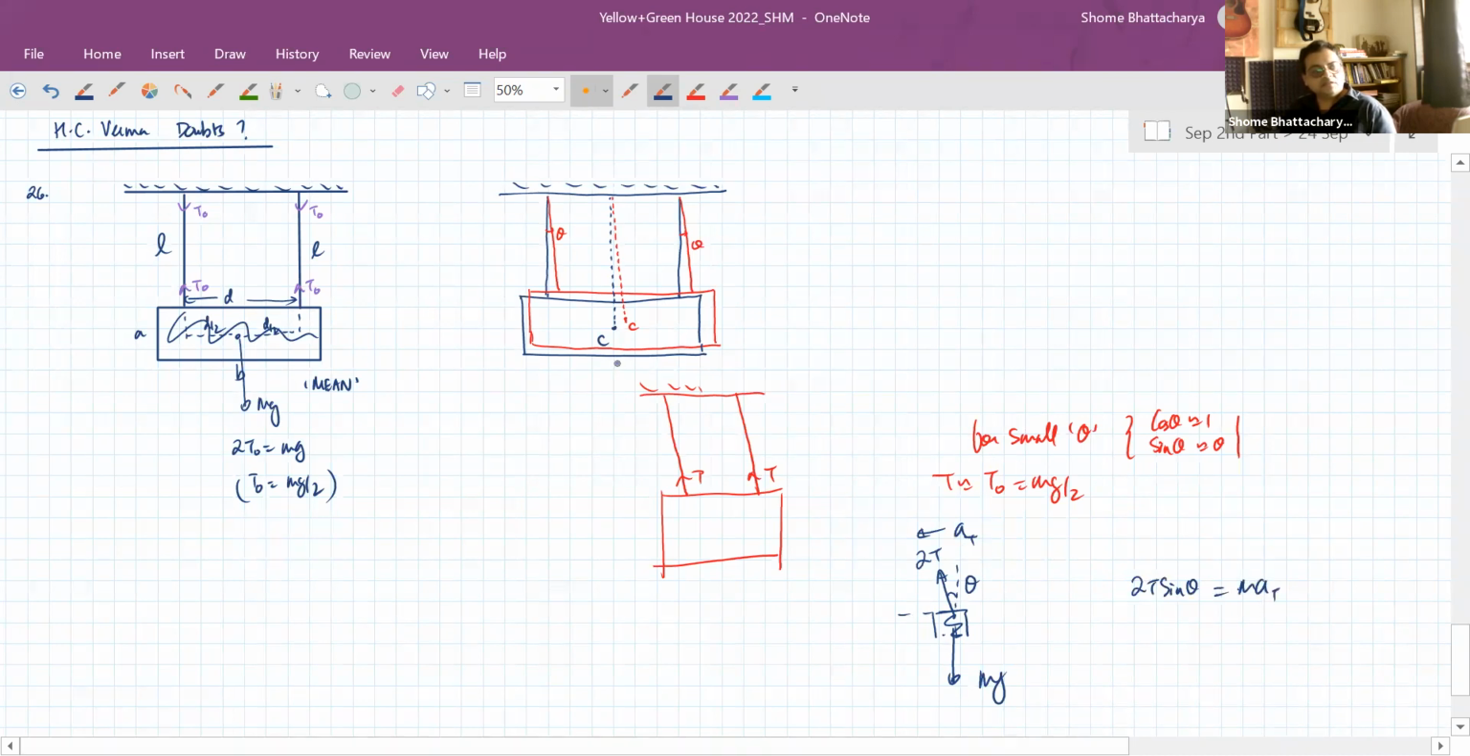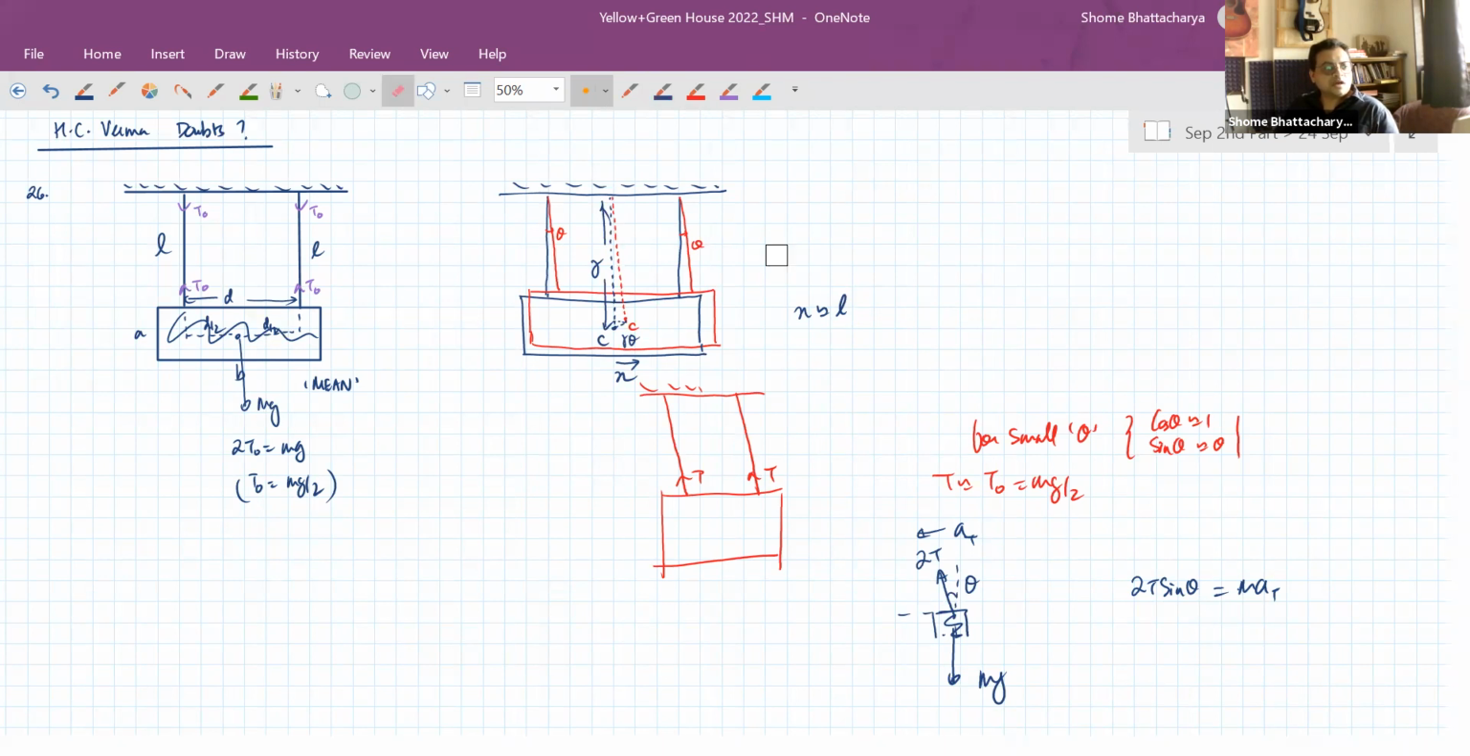Now, if we assume that this horizontal displacement of the center of mass is x, so x is again very nearly equal to L theta. This is r, so this is r theta. So x is nearly equivalent to r theta. And r, as you can see, will be L plus a by 2.